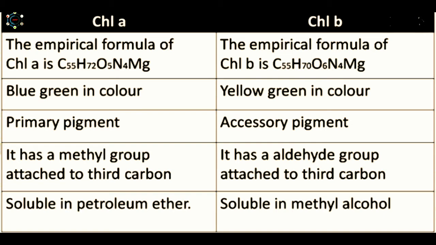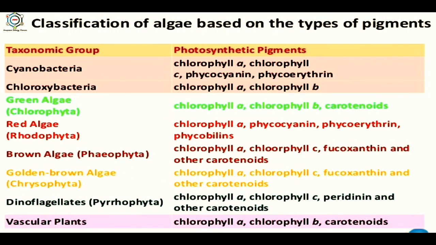Chlorophyll A is soluble in petroleum ether, while chlorophyll B is soluble in methyl alcohol. So these are the main differences between chlorophyll A and B. Now, classification of algae based on the types of pigments. Here you can see some taxonomic groups and the photosynthetic pigments.